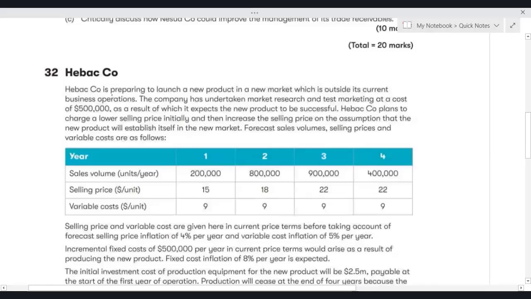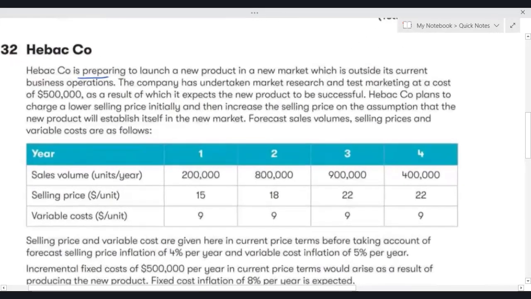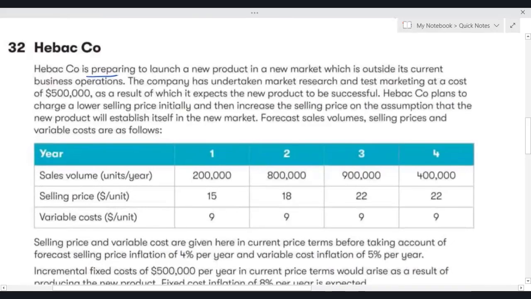HEBAC company is preparing to launch a new product in a new market, which is outside its current business operations. If it is outside your current business operation, it means you are doing something new. You are diversifying, you are making investment in a new line of business. Logically, in case of diversification, we calculate risk-adjusted WACC.